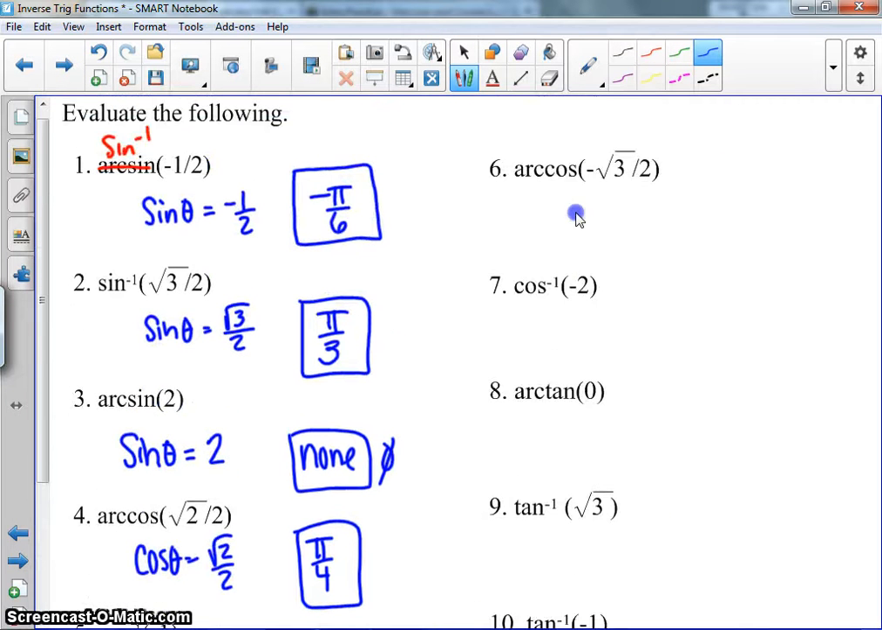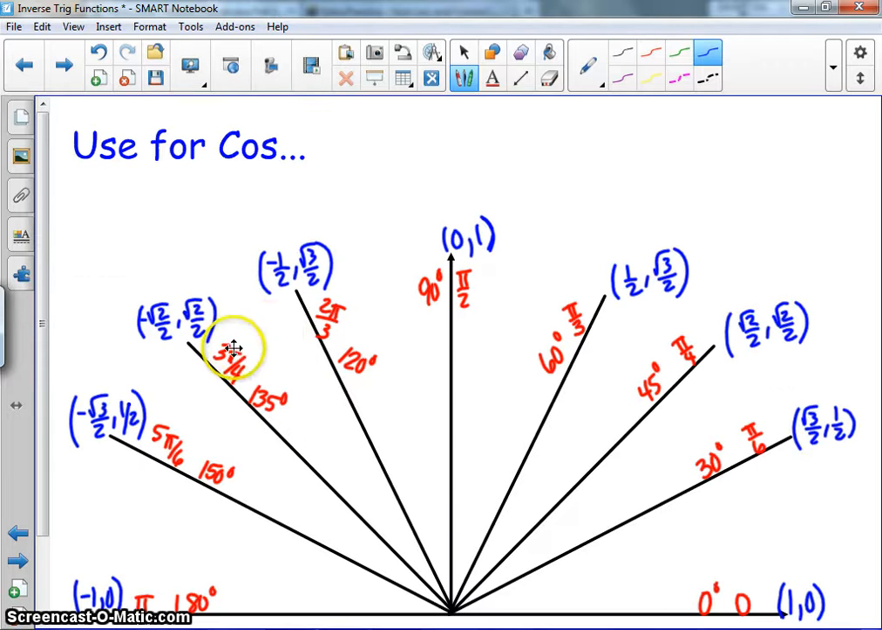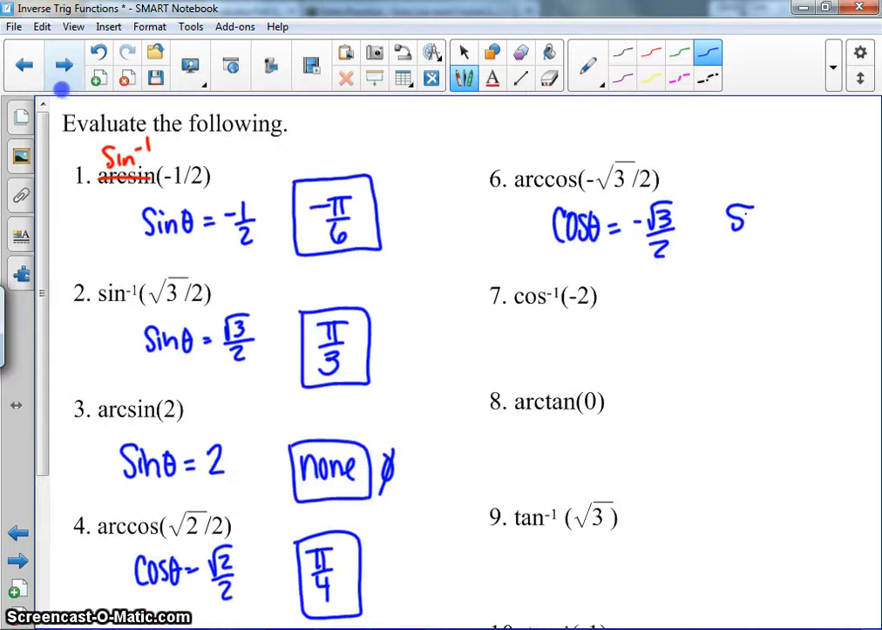Alright, so I want you to try some of the rest of these on your own, but I'm going to go ahead and go through them, so if you want to pause it and then come back and watch to check. But this is asking where does the cosine equal negative square root of 3 over 2? So where's the x negative square root of 3 over 2? And that's just going to be right here at 5 pi over 6.